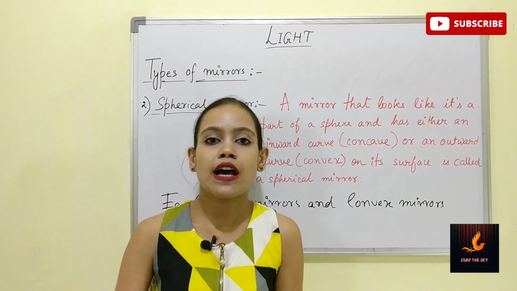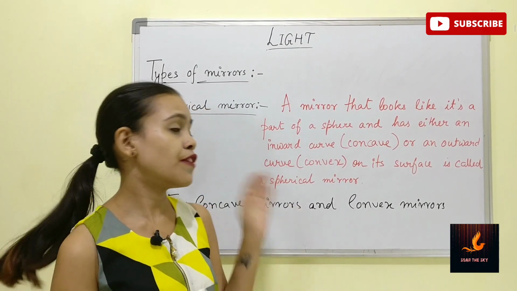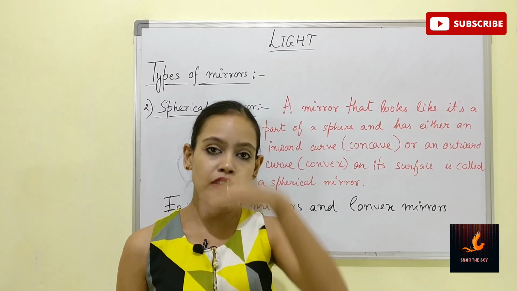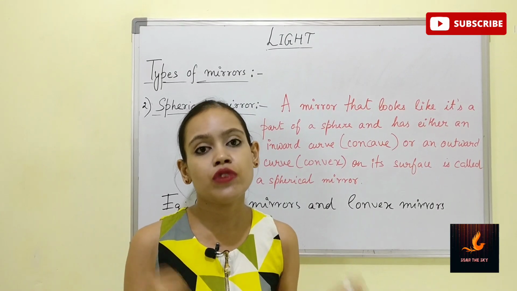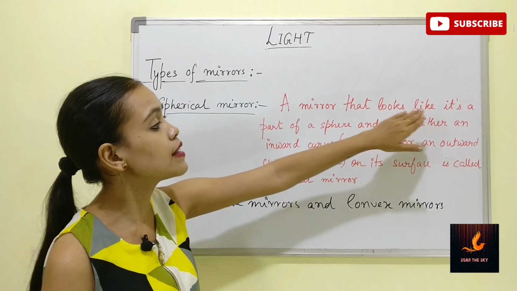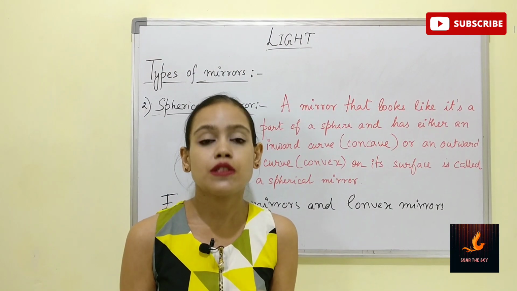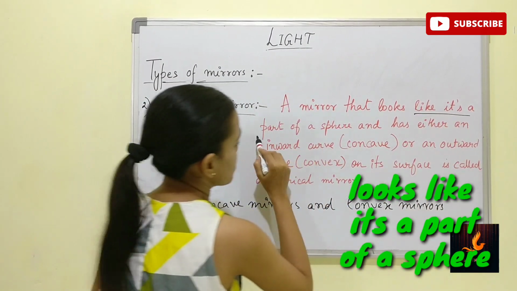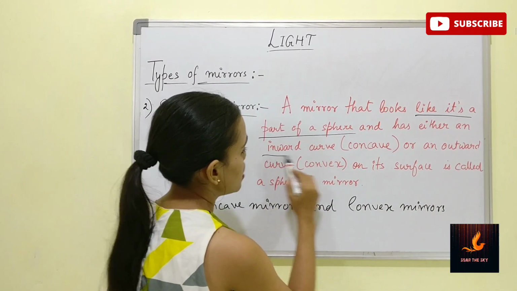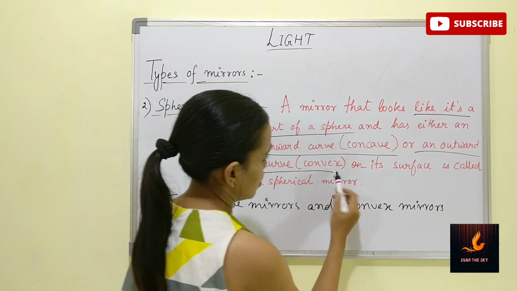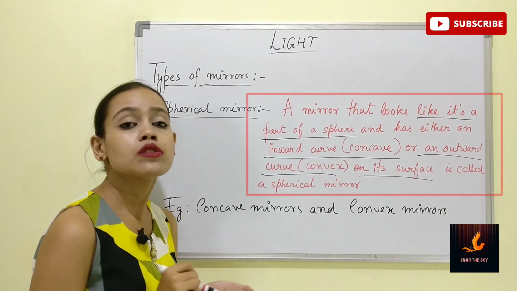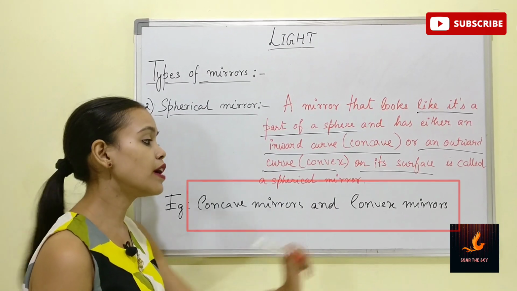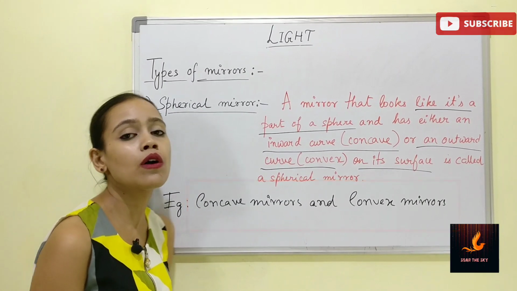Unlike the plane mirror, which has a flat and plane surface, the spherical mirror is a bit bulging. Either it's bulging outwards or it's bulging inwards, no matter in which way you're looking at it. And it also looks like it's a part of an entire sphere. So the two key points over here are that it looks like a part of a sphere and it either has an inward curve or an outward curve on its surface. So what are the examples? We know about these two mirrors, the concave mirror and the convex mirror, and we will learn in detail how they are used in our day-to-day lives.